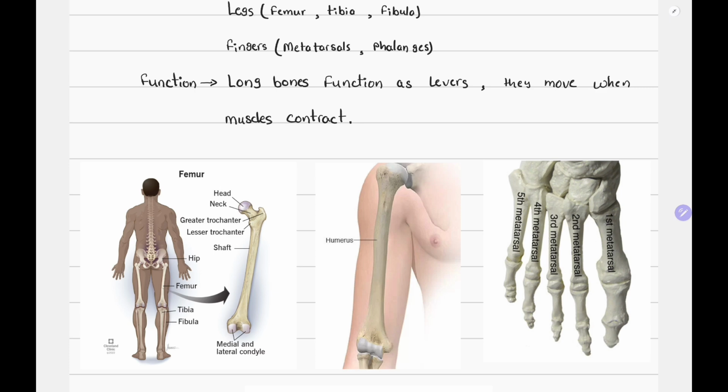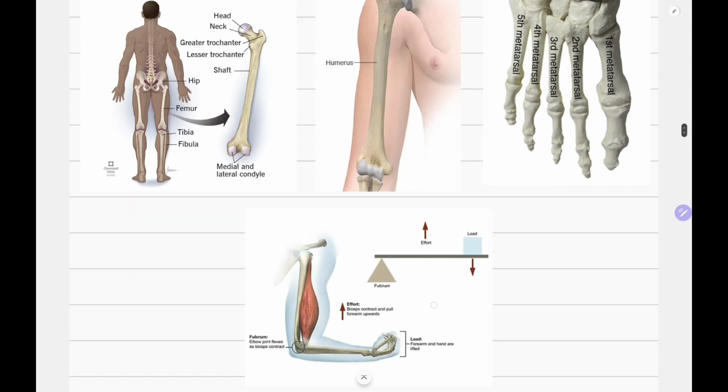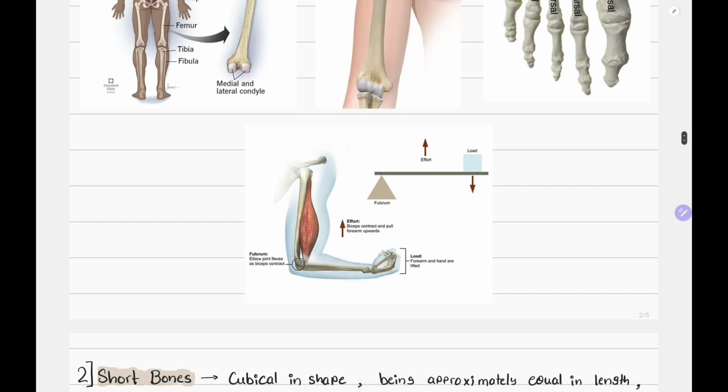Coming to the function, long bones function as levers. They move when muscles contract. Showing you this with the help of this diagram, you must have studied in physics that this is a lever, and this is a fulcrum. The fulcrum is basically a fixed joint, and here is the load. So if this is the fulcrum, basically a joint, and this is the long bone, the long bone acts as a lever. When effort is made, applied perpendicular to the long bone by the contracting muscle, the effort helps to lift the load, and in this whole process the long bone acts as a lever.